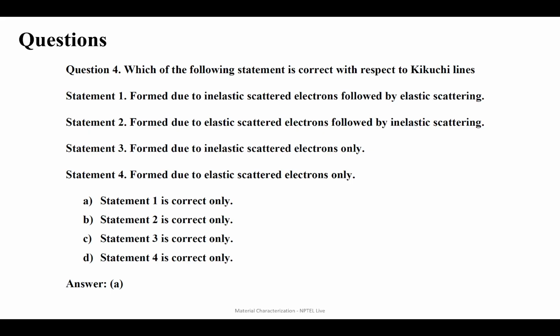So the correct answer is A. Kikuchi lines are formed due to inelastic scattered electrons, which are then elastically scattered in diffraction patterns.